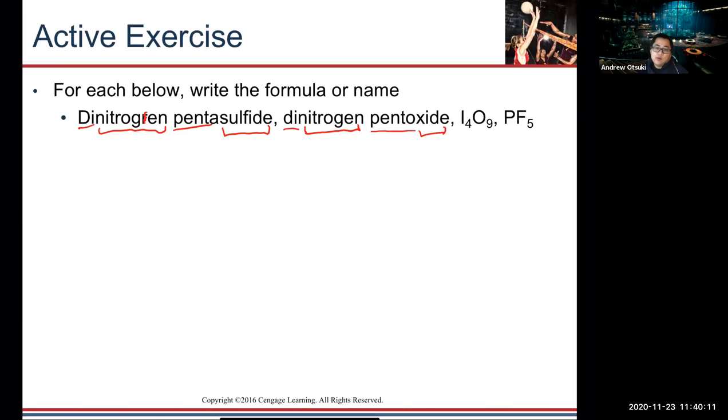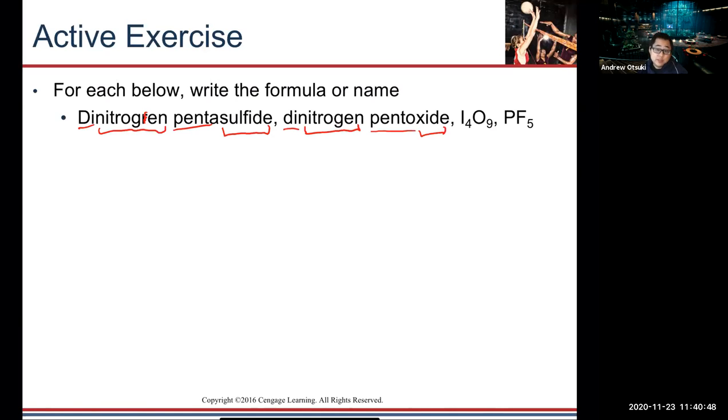You might be asking, so if we don't have to use mono for the first element, why do we use mono for the second element? Well, the second element actually matters because it differentiates between carbon monoxide versus carbon oxide. If you say carbon oxide, that's ambiguous. It can refer to any of the oxides of carbon, carbon dioxide, carbon monoxide, or any other compound that may have carbon dioxide or carbon monoxide as part of the formula.